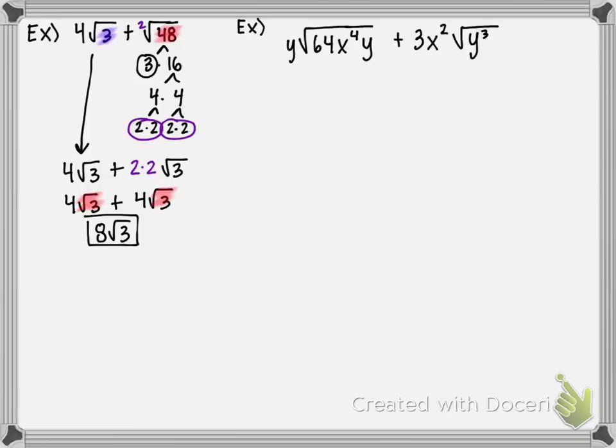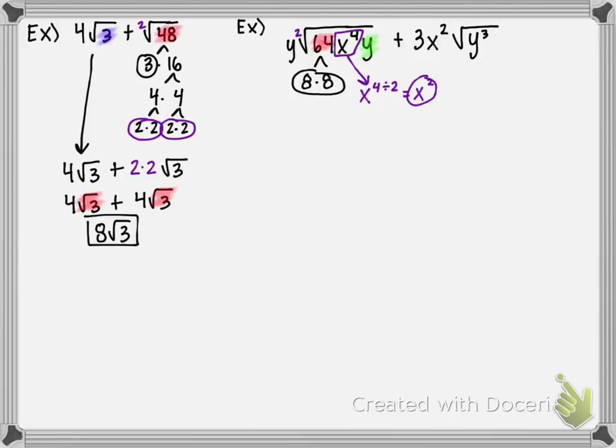Okay, I believe this is the last example. So here we can break down 64. Let's start with the numbers. So 64 can be broken down into 8 times 8. Since I know I only need to take 2 out because the index is 2, I'm just going to say 8 times 8 and circle that right away. X to the 4th. Remember, you take this and you divide it by the index, so 4 divided by 2 just comes out evenly as x squared. So I'm going to circle that because I know I need that on the outside.